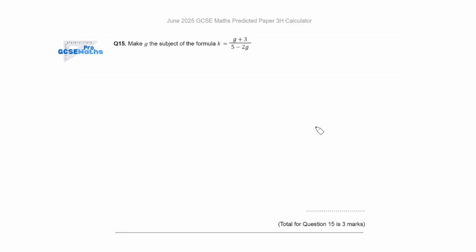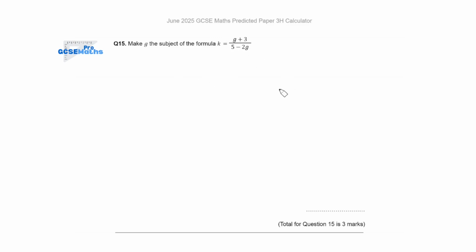Question 15, make g the subject of the formula. K is equal to g plus 3 over 5 minus 2g. So this is a harder rearranging one because the letter that I want to make the subject appears twice. But the good thing is there's a very consistent method of how to work this out.